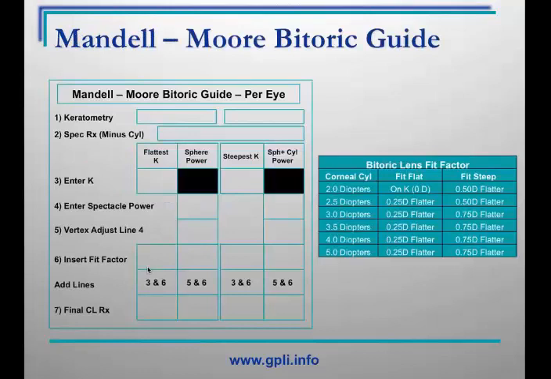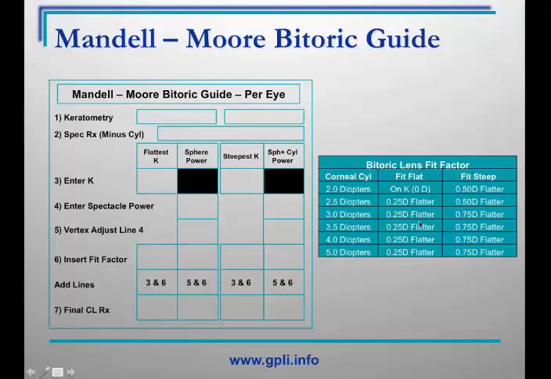There is a bitoric lens fit factor, and it is automatically calculated and inputted into this guide. What's important to note, if you look at most of these patients in this guide, the steep meridian is fit 0.75 diopters flatter than steep K, and the flat meridian is fit a quarter diopter flatter than flat K. Why is this different? Because the perfect patient to fit a spherical GP lens on is a patient who has a mild amount of corneal toricity, for example, a half or 3/4 diopter. We're creating that by using this particular fitting nomogram.